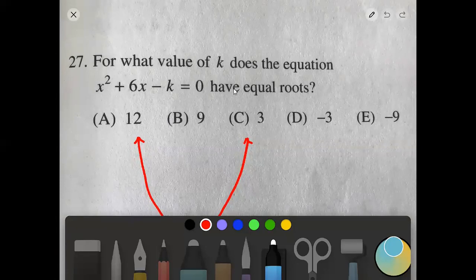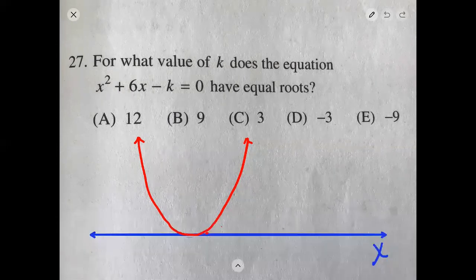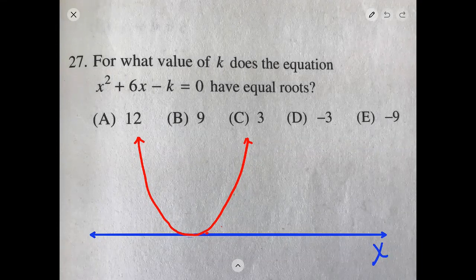Now, here's another one. This was taken from the Math Level 2 exam study guide. It says, for what value of k does the equation x squared plus 6x minus k equals 0 have equal roots? What this essentially means, let me move this out of the way, is that if this blue line represents the x-axis, the quadratic is just tangent to that at one place. So you have a double root right here. So we want to know what value of k we need to use.